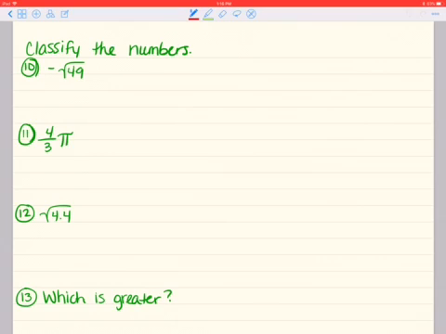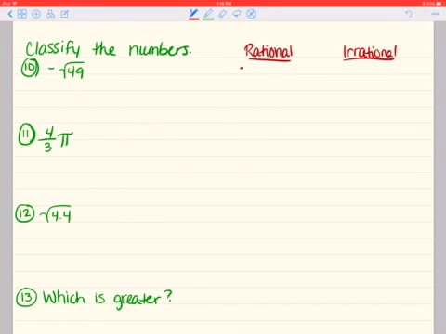The directions say classify the numbers. So what I'm wanting to know here is, is the number rational or is it irrational? Okay, and then we're going to explain. So let me make some examples. Okay, we did this the other day.